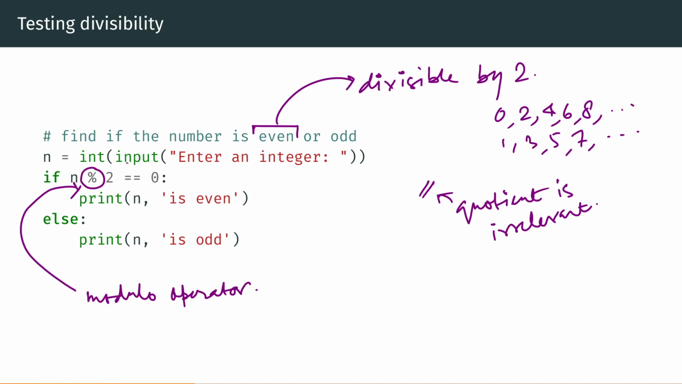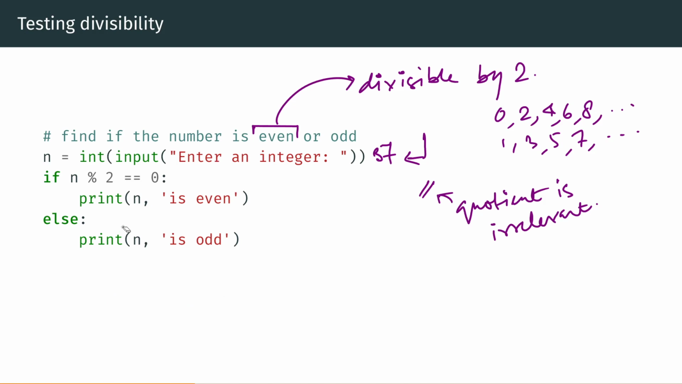So the first thing we do is we ask the user for an integer, right? The user gives me a number, let's say 37. So I check if 37 is divisible by 2 or not. So 37 modulo 2, is it equal to 0 or not? Now in this case it's not. So this if statement will evaluate to false, and we will come to the else block.